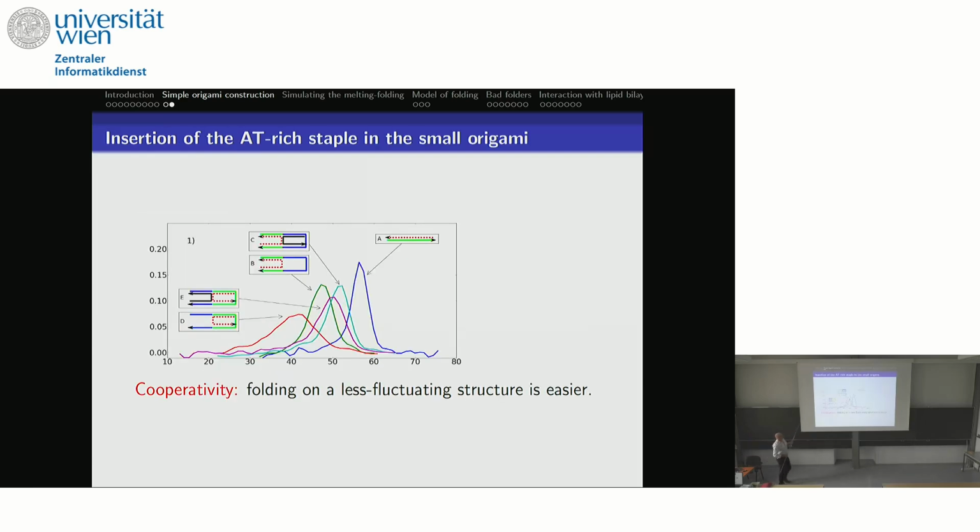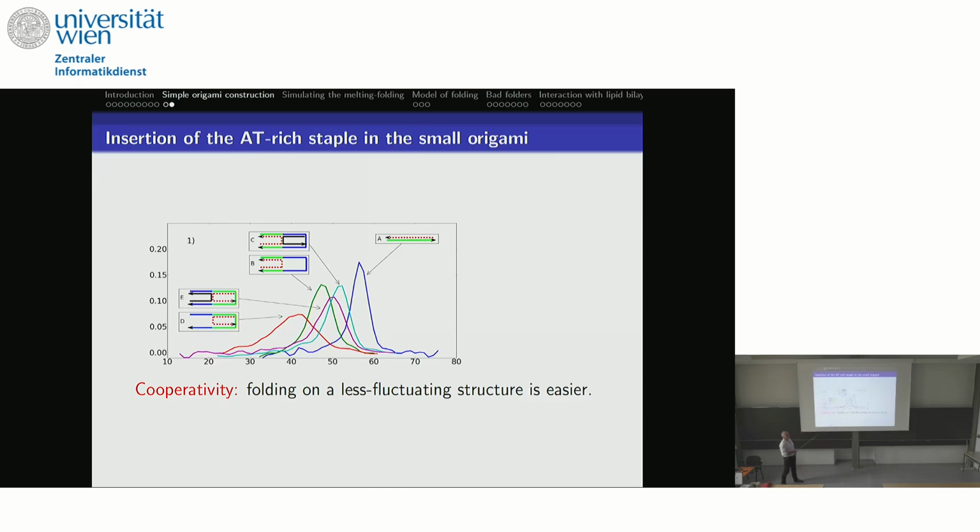Let me guide you through this picture. So the easiest thing to understand is the position of this peak over here. This is just a double helix. Now let's put this staple, the red, in this position. So this is just a loop, formation of a loop, and this is destabilized.